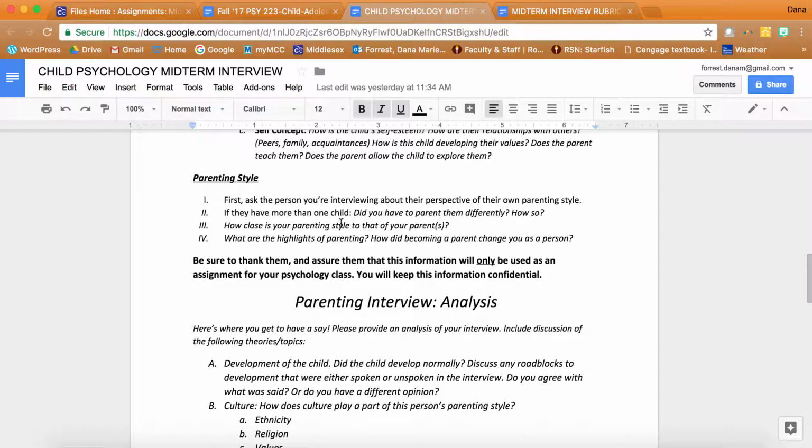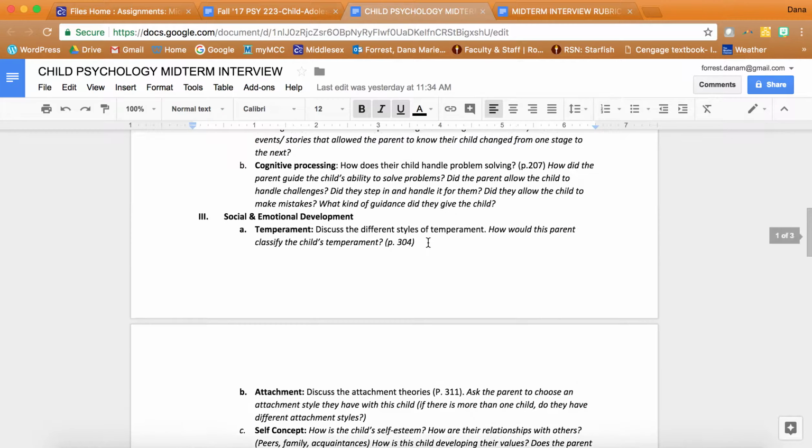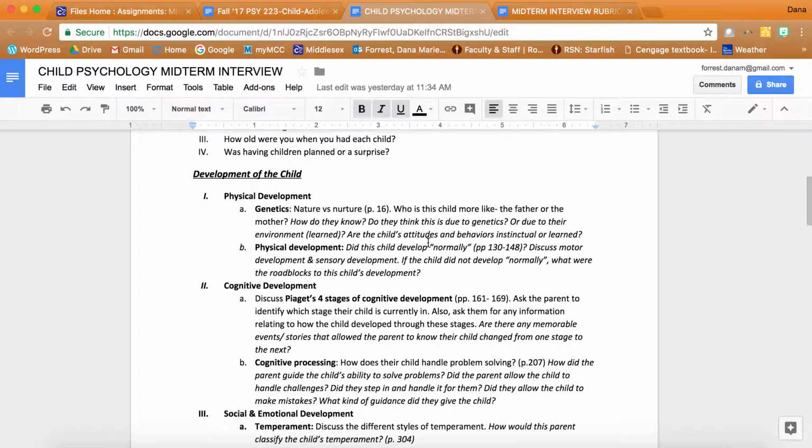How close is your parenting style to that of your parents? What are the highlights of parenting, and how did parenting change them as a person? You may not get every one of these bullets, but do your best. If they don't have an answer for cognitive processing or cognitive development, and they don't really have anything to tell you, just make a note of that in your writing so that I know.